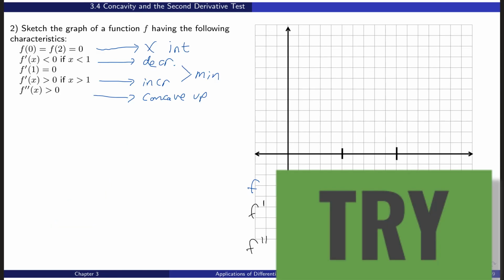So in the last example, you're given a bunch of characteristics and you're asked to sketch the graph. So these two things are x-intercepts or roots, information about the first derivative in these 3 spots, and information about the second derivative in these 3 spots. Some hints. Go ahead and try and fill out your table. We'll check the table and then we'll plot the graph. Okay, hopefully you filled out the table.